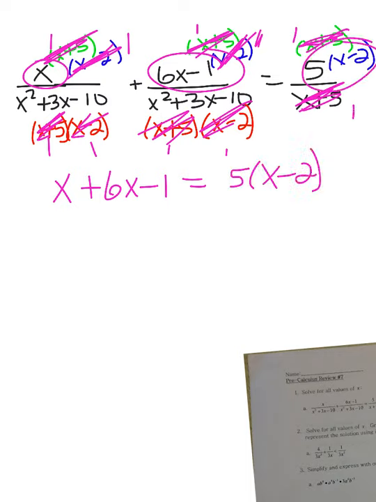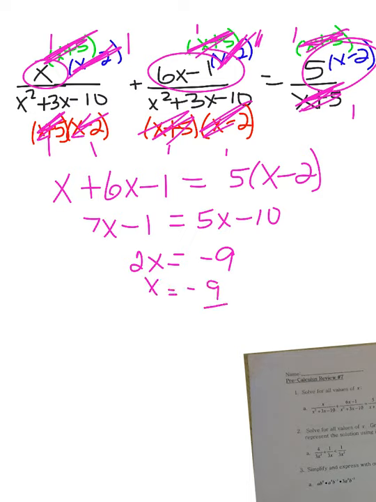Okay, so now we're going to solve. So I have 7x minus 1 equals 5x minus 10. Minus 5x from both sides, add 1. So I get 2x is equal to negative 9. Divide both sides by 2, we get x is equal to negative 9 halves.